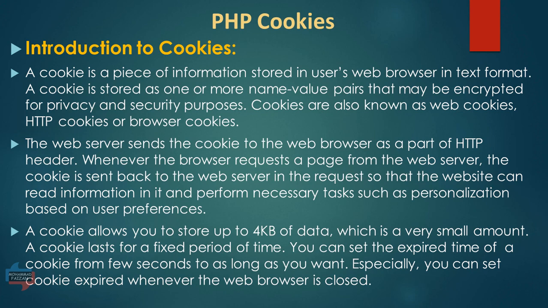A cookie allows you to store up to 4 KB of data, which is a very small amount. A cookie lasts for a fixed period of time. You can set the expiry time of a cookie from a few seconds to as long as you want. Especially, you can set the cookie to expire whenever the web browser is closed.